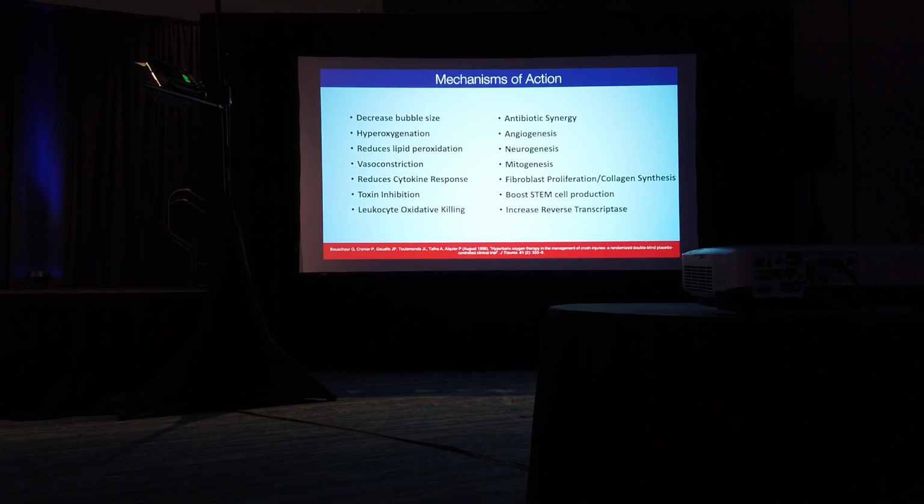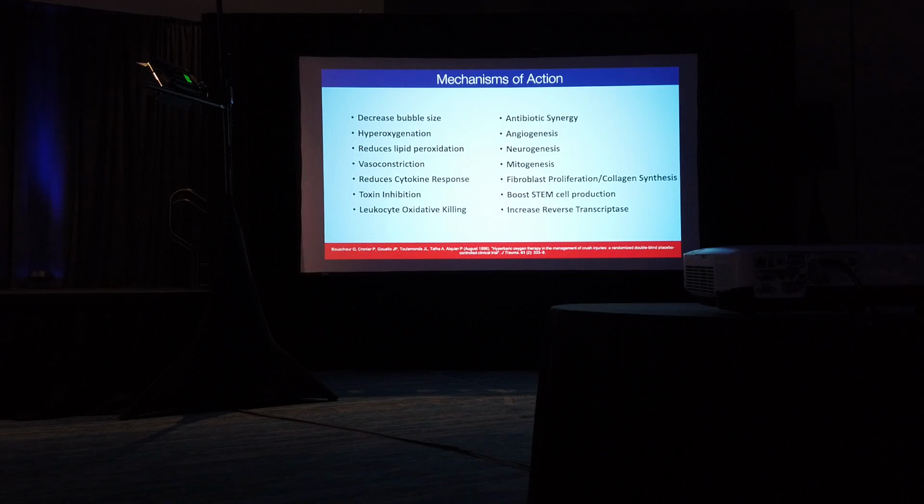The rest of these: hyperoxygenation, reducing lipid peroxidation, so we could reduce the breakdown, the oxidation of lipids. Do we have any important lipids in your body? Brain, myelin, cell membranes, nuclear membranes, mitochondrial membranes, right? So we can actually have a positive effect on lipid peroxidation, even though hyperbaric is an oxidative therapy, right? Which is, again, really why we have to understand this tool. It's not dangerous, it just needs to be applied properly. Vasoconstriction, again, for the decrease in swelling and edema. Reduced cytokine response. Toxin inhibition.